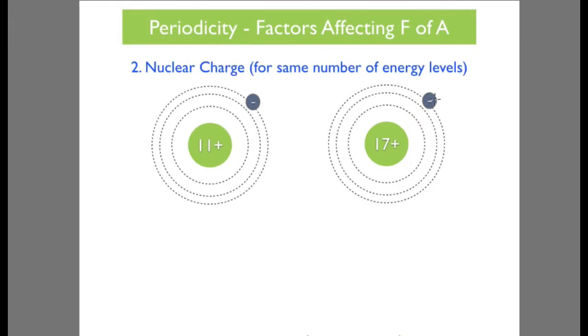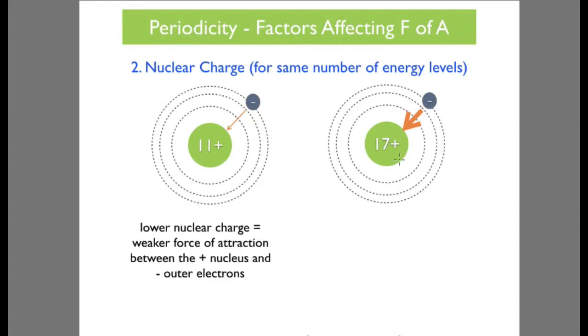Another factor that affects force of attraction is nuclear charge. If you've got the same number of energy levels, let's say we're going along the third row from sodium across to chlorine, the one valence electron in sodium is attracted to a charge of 11+, and the valence electrons in chlorine are attracted to a charge of 17+.